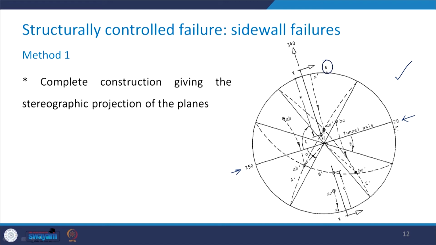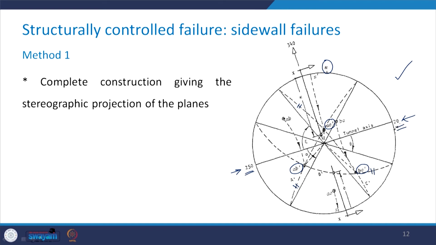The north position is here, and you have these dotted great circles which are A prime, B prime and C prime. Wherever they intersect, you have these points AB prime, BC prime and AC prime, and if you join these, you are going to get these traces for these intersection points. Now, here in this case, the tunnel axis is running from 250 degree to 70 degree.